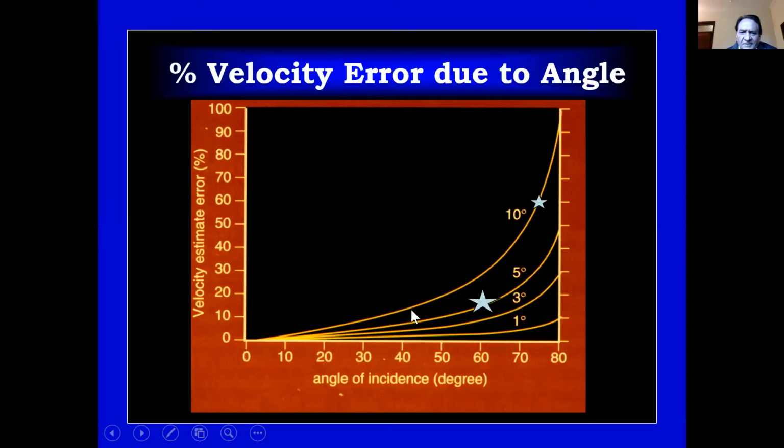As you can see here, when the angle of incidence is low, the velocity error is only 10%. When the angle goes to 70, the velocity error is 60%. So the most important thing in carotid Doppler is the proper angle of insonation.